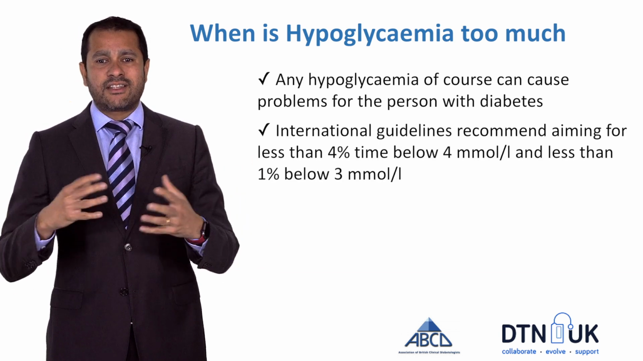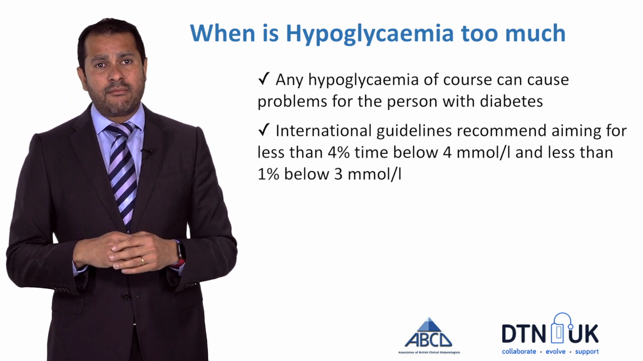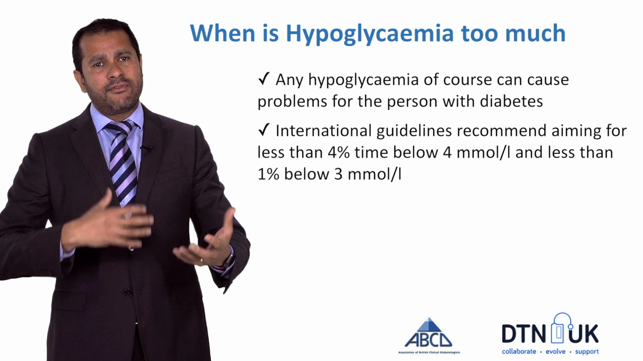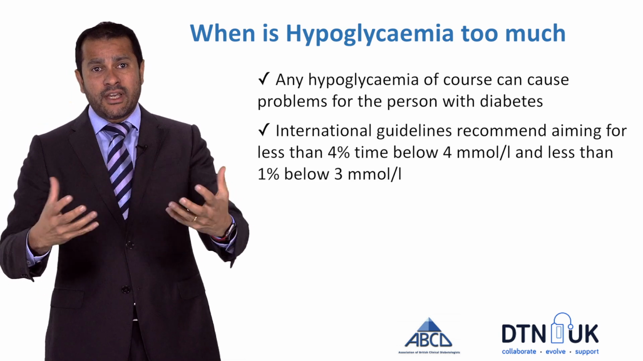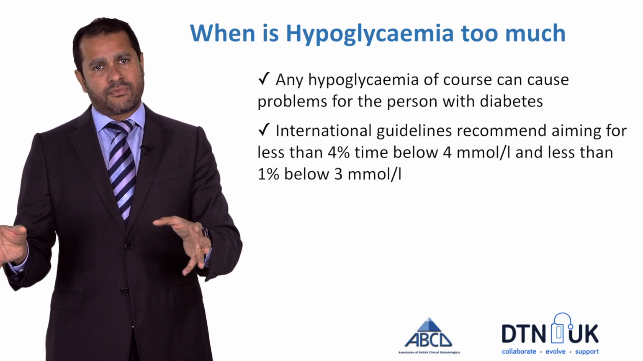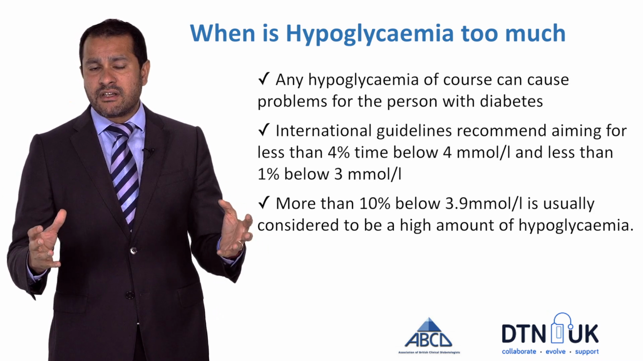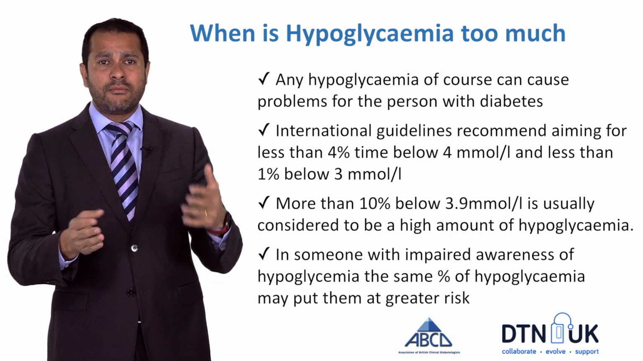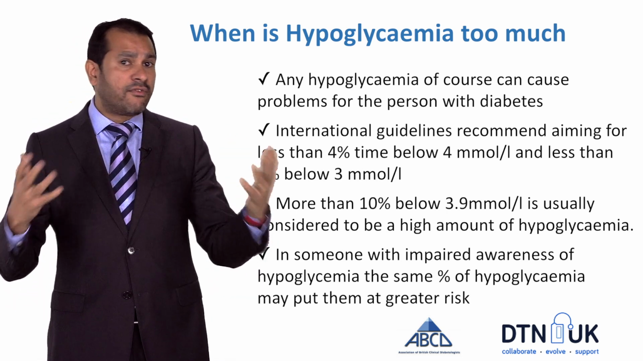All the international guidelines suggest that we want to try and keep the time below 4 less than 4% and the time below 3 at less than 1%. That's what we're aiming for, but if your time below 4 is somewhere between 5 and 10%, that's probably par for the course. We should be looking at trying to work out how we can reduce that, but it's probably not a cause for concern. If your time below 4 is over 10% and your time below 3 is over 5%, I think that is probably too much. We should be looking at what's leading to those episodes, what's causing them, and how we can work to reduce that, and what treatments you need, what further technology you need, what further advice you need to reduce that.